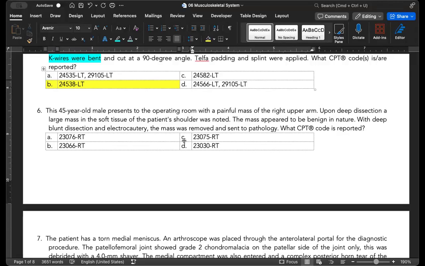And then where is that excision being done? The shoulder. Yep. So underneath shoulder, we only have one option for tumor. So tumor and mass can be considered the same thing. So 23071, 23073, 23075, and 23076.